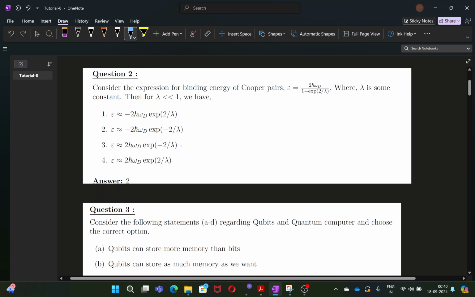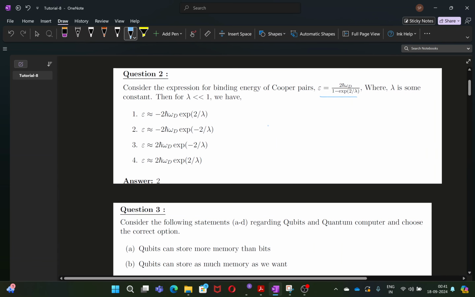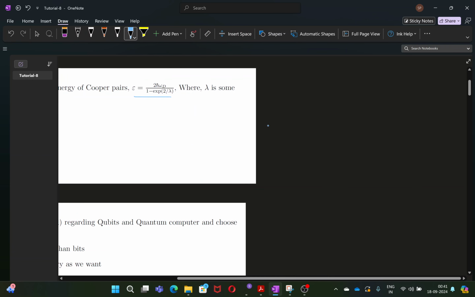Then the second question says: consider the expression for binding energy of the Cooper pair, which is equal to 2 h cut omega D divided by 1 minus exponential of 2 by lambda, where lambda is some constant. Then for lambda much smaller than 1, what will be the proper option? Okay. So if this is the binding energy of the Cooper pair, and lambda is some constant, for lambda much smaller than 1, what will happen?